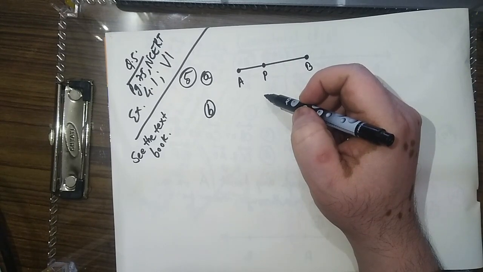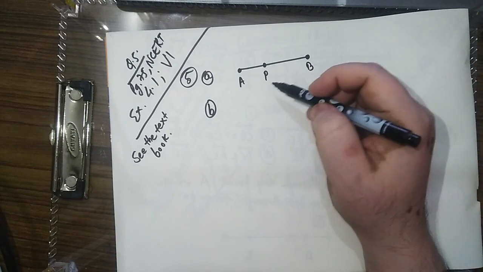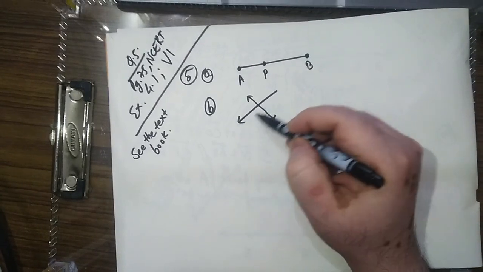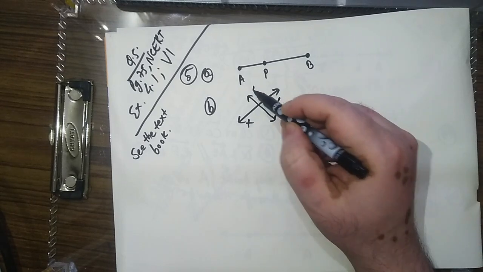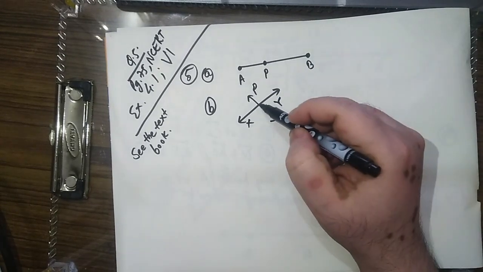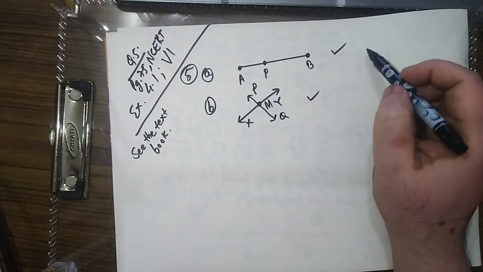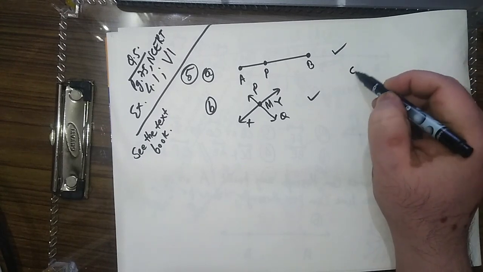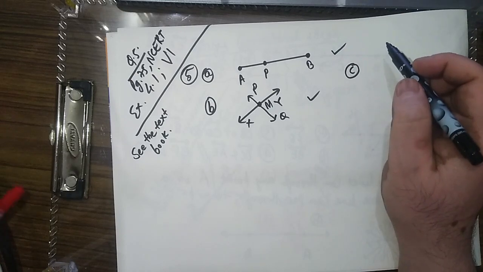Lines XY and PQ intersect at a point M. So let this be PQ, let this be XY. They are meeting at M. This is also done. Question number C.